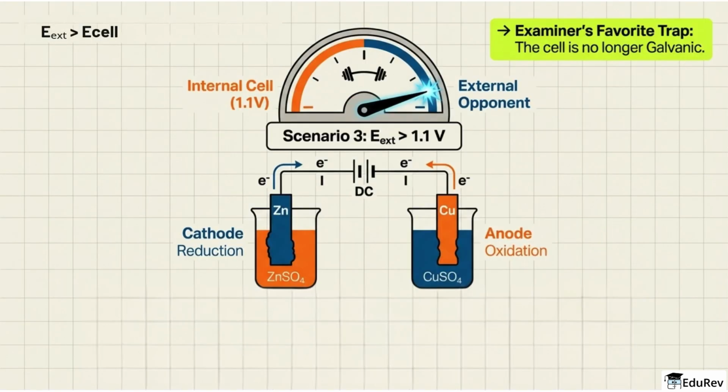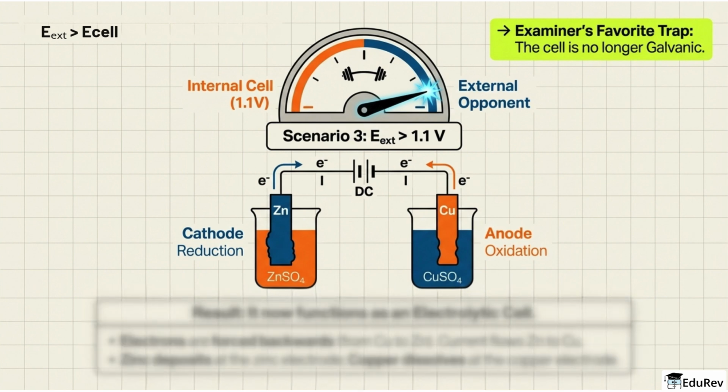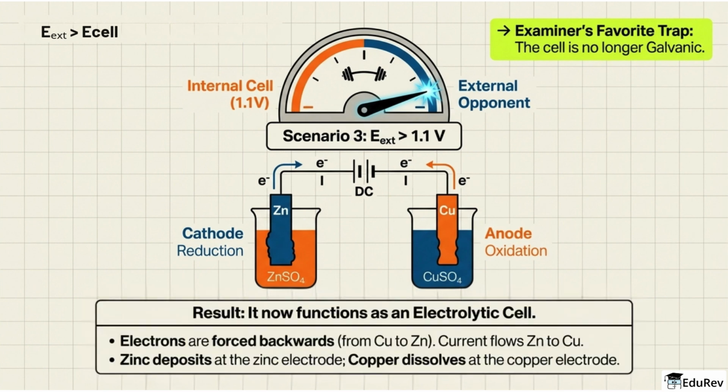If the external voltage becomes larger than the cell voltage, the cell no longer behaves as a galvanic cell. It turns electrolytic. The external source forces electrons backward, so the natural direction is overridden. Zinc gets deposited at the zinc electrode, and copper dissolves at the copper electrode. Now this is where the examiner traps you. The same setup can switch identity depending on the external voltage applied to it.